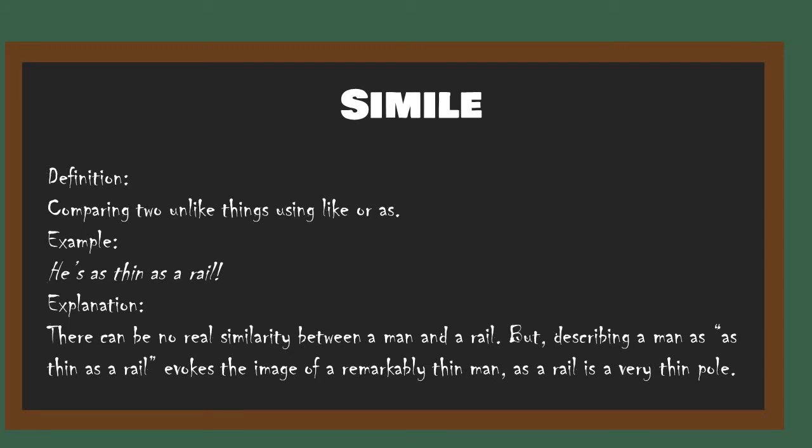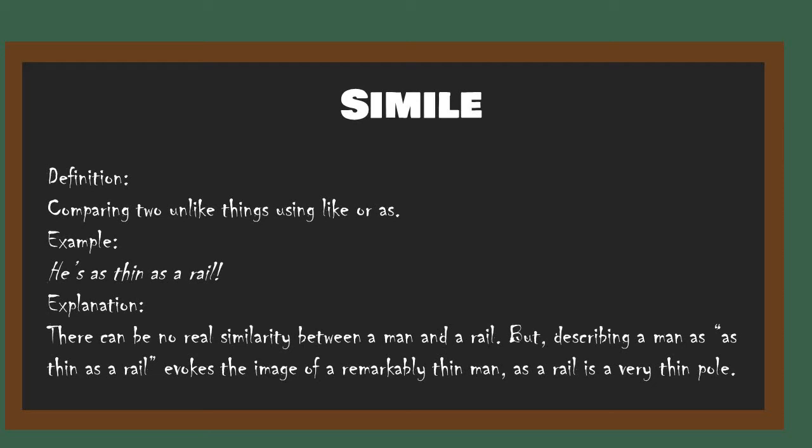Now, simile. What is simile? The definition: comparing two unlike things using like or as, as I said before. Let's take an example. He is as thin as a rail. So, what can be the explanation to it? There can be no real similarity between a man and a rail. Obviously, man is a living thing and rail is a non-living thing. But describing a man as thin as a rail evokes the image of a remarkably thin man, as a rail is a very thin pole.